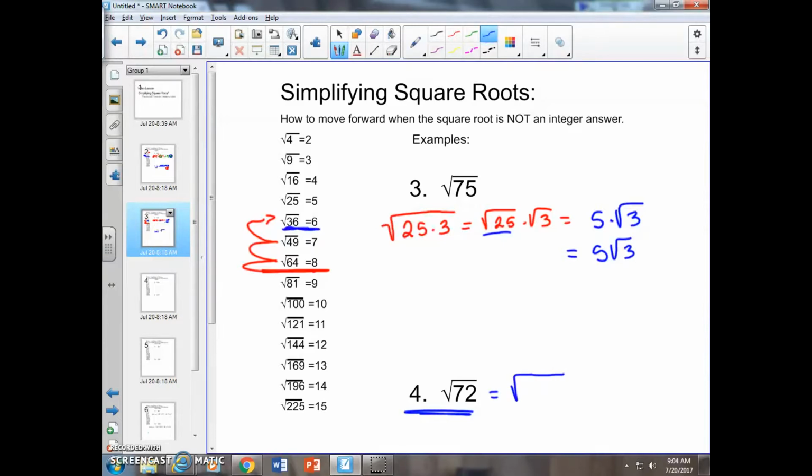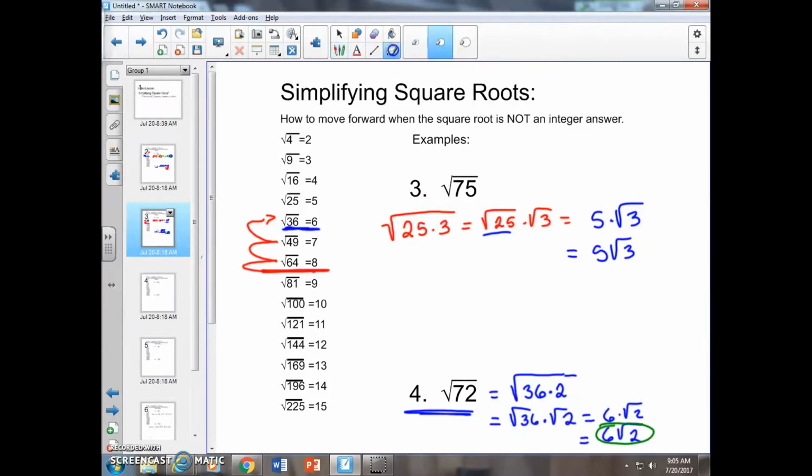This is the square root of 36 times 2. So we break it apart into its separate roots. Square root of 36 is 6. Don't know the square root of 2, for a final answer of 6 square root of 2. The reason I say that, the 6 square root of 2 is the most simplified answer.